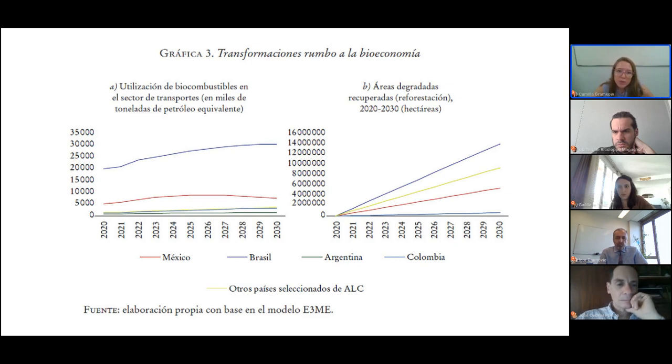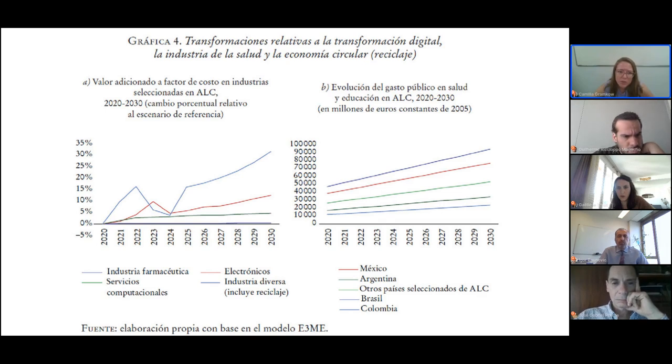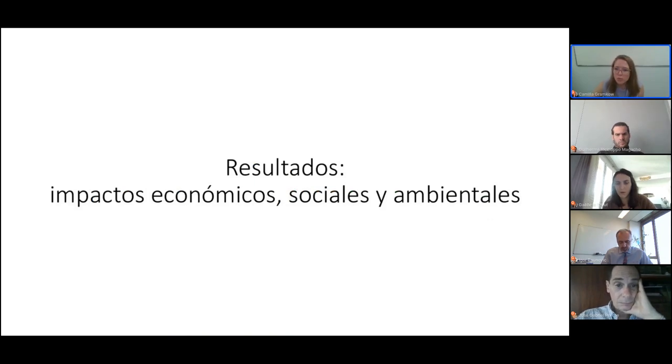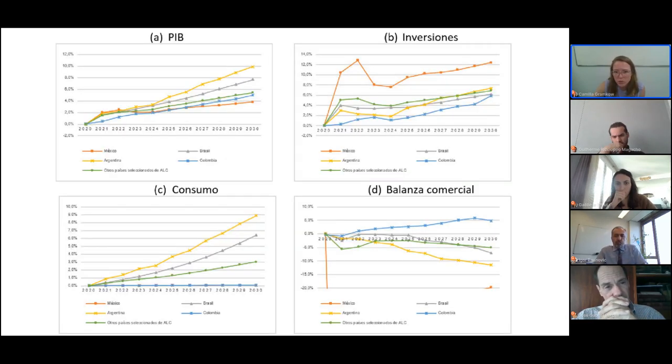In terms of the bioeconomy, we simulated an increase in the consumption of biofuels in the transport sector, and also investments in the recovery of degraded land, essentially investments in reforestation. In terms of the digital economy, we have simulated an increase in investments related to IT infrastructure and communication sectors. And in terms of the circular economy and the care economy, we have simulated an increase in public spending in these sectors. The results, so for now you can see our intentional changes to the model. So this is the intended change we wanted to cause in these strategic sectors. And now I'm going to present briefly the main economic, social, and environmental impacts.